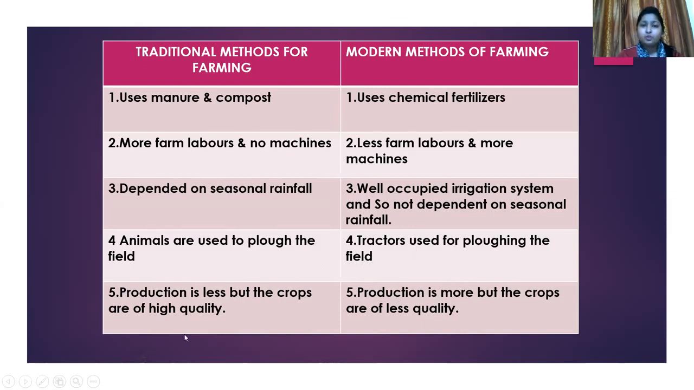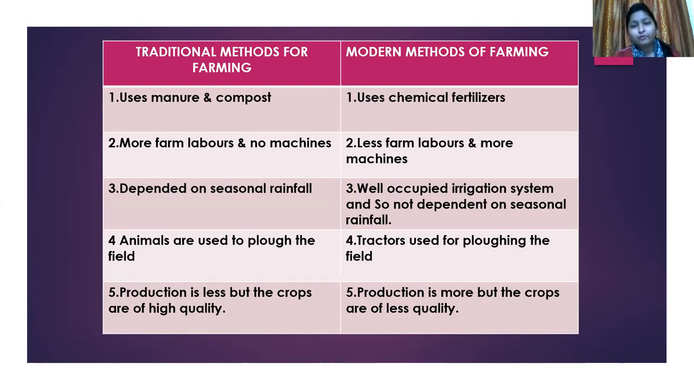So plowing is used. Production is less, but the crops are of high quality, definitely. Production is less in traditional methods of farming, and that is why farmers need to switch on to modern methods of farming. And why have I always added a term prosperous farmers? Because modern methods of farming is a bit expensive technique of production which cannot be practiced by the normal farm laborers unless and until they employ a lot of capital, a lot of amount into the production process.